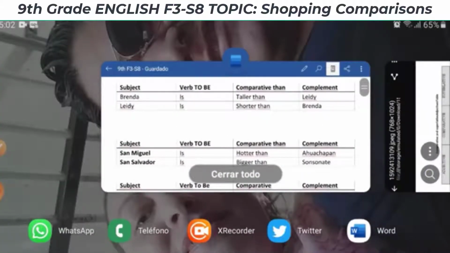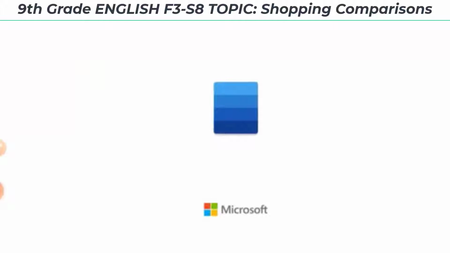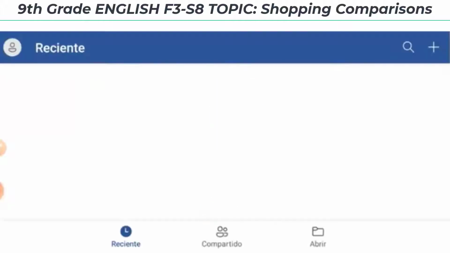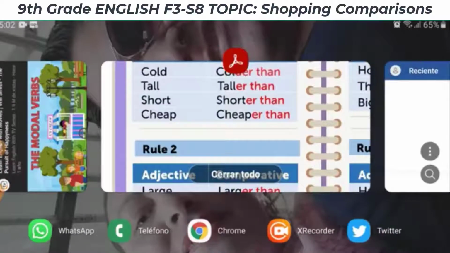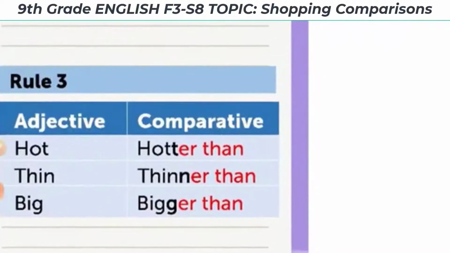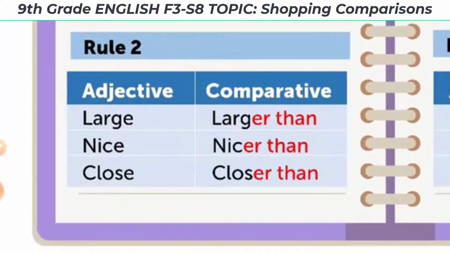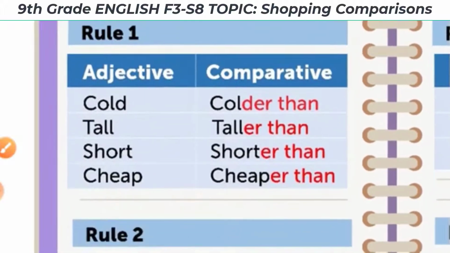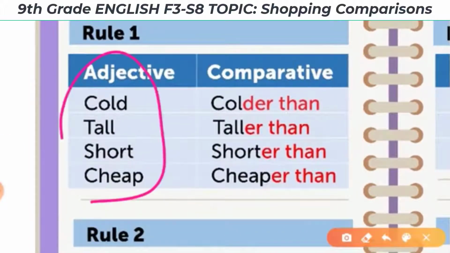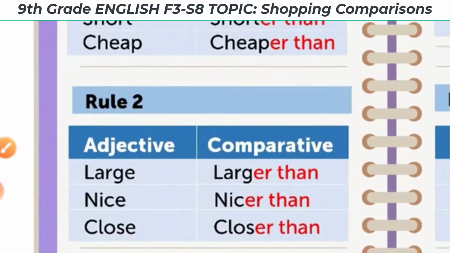Now, let's see some examples over here. Tengo algunos ejemplos aquí. Wait a moment. Bueno, en lo que se carga el example, vamos a ver la otra rule. La otra rule es rule number 2. Aquí tenemos los adjectives que terminan en vocal. Mira, large, nice, close. Si te fijas en la rule number 1, aquí estos adjectives eran de una sola sílaba, pero terminaban en consonant. Y en rule number 2 terminan en vowel, en vocal.